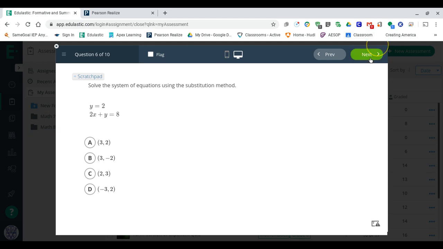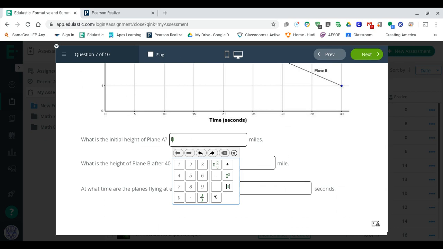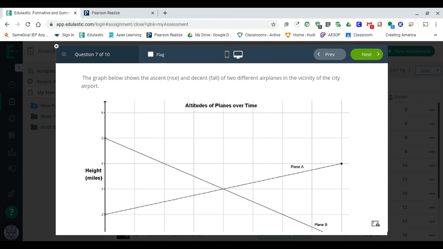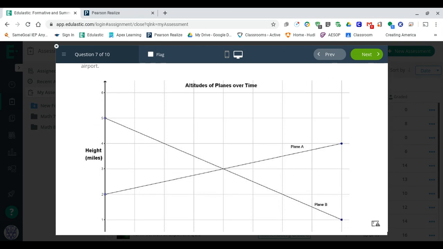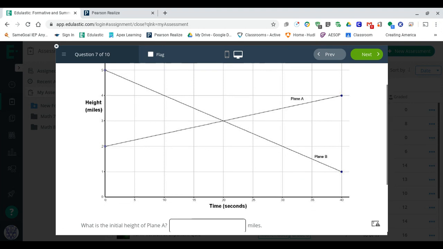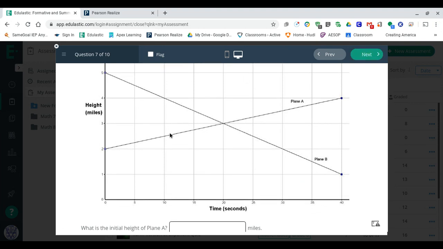All right, on to number 7. Reading a graph. This one we struggled with a little bit, because our graph originally shows the ascent or rise and descent or fall of 2 different airplanes in the vicinity of the city airport. So plane A is going up, plane B is coming down. What is the initial height of plane A? Plane A is this line right here, and the initial height is just the y-intercept. It's the starting point. So it's going to be blank miles, where the cursor is pointing.